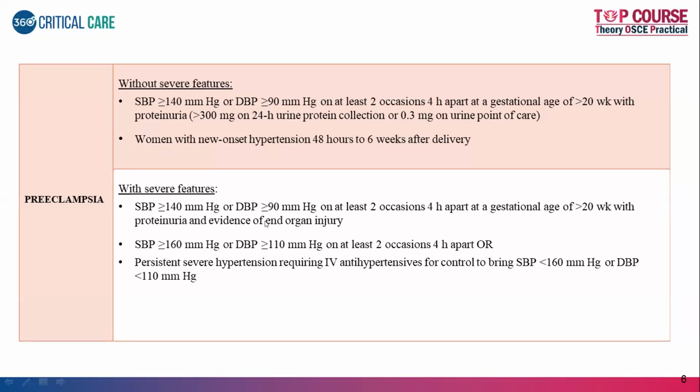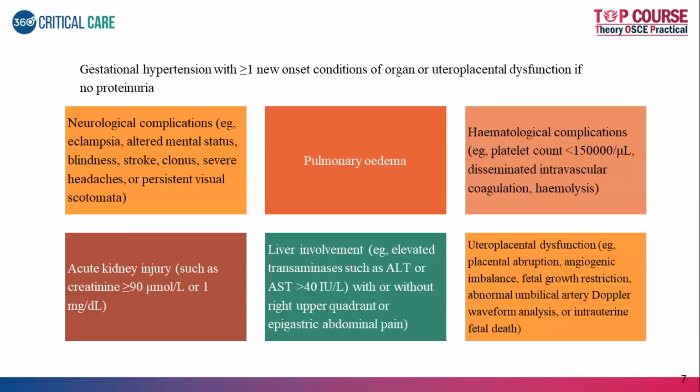If there is an end organ injury, then it is severe preeclampsia. Or your BP is more than or equal to 160 mmHg systolic and your diastolic BP is more than or equal to 110 mmHg on at least two occasions 4 hours apart, or persistent severe hypertension requiring IV antihypertensives to control your systolic or diastolic blood pressure. Okay, this is with severe symptoms. End organ failure, severe symptoms, or your BP is more than 160 by 110. That is severe features. Okay, this is about the preeclampsia definition.